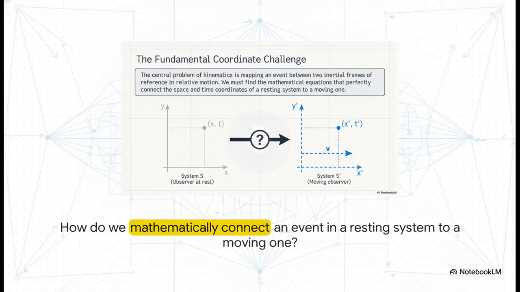So here's the fundamental problem we're trying to solve. Imagine you see something happen at a specific place and a specific time. Now, I see that exact same event, but I'm flying past you at an incredible speed. How do our measurements line up? How do we translate the coordinates of that event from your point of view to mine?